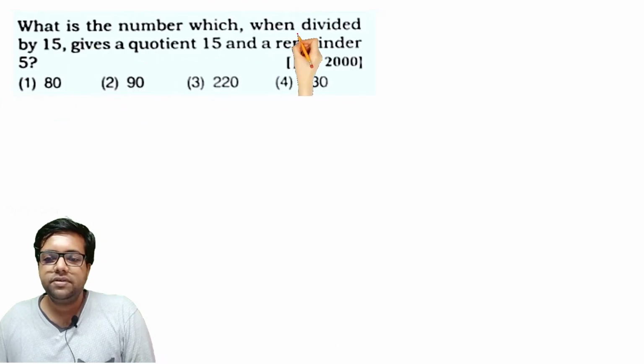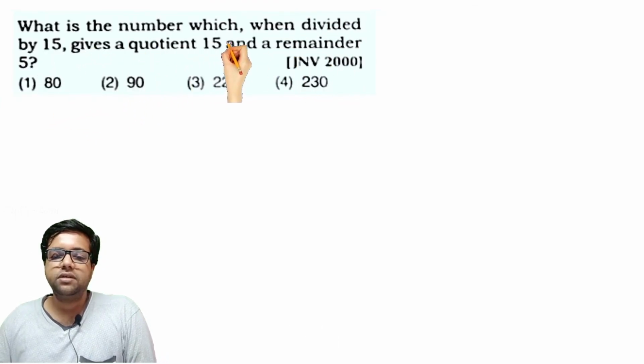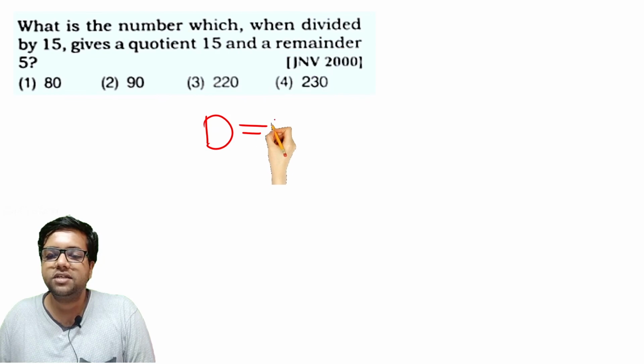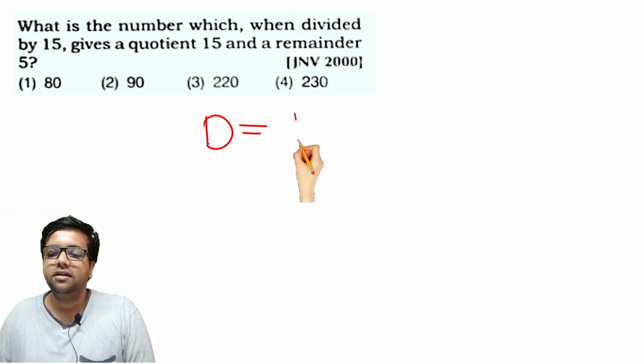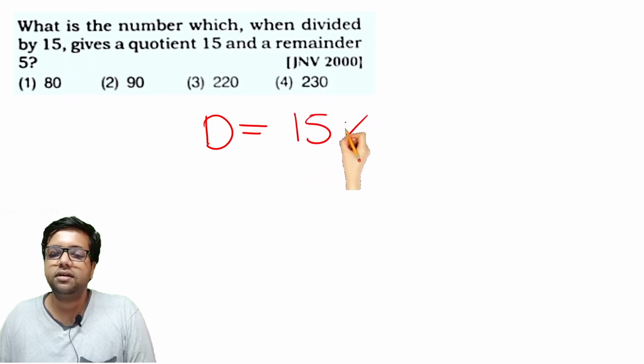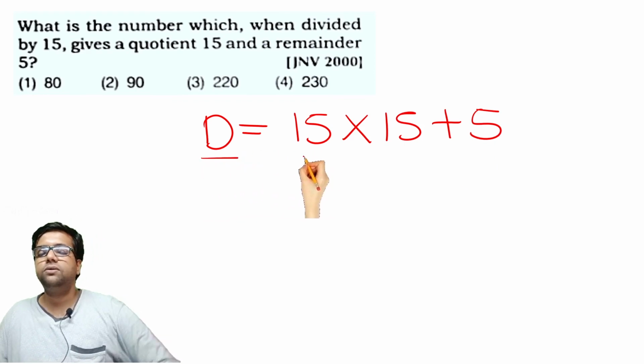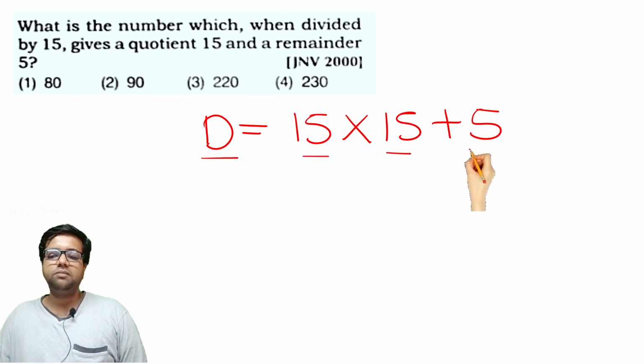What is the number which, when divided by 15, gives a quotient 15 and a remainder 5? Okay, so again, a dividend is equal to the divisor, when divided by 15, into quotient, which is again 15, and the remainder is 5. You should know this formula. Dividend is equal to divisor into quotient plus remainder.